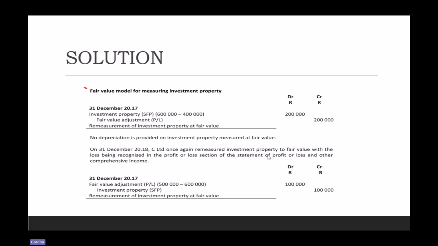So anyway, investment property, statement of financial position is 200,000. How did I get 200,000? The value was 400,000. It was revalued to 600,000. So 600 minus 400 is 200,000. Then credit what? Fair value adjustment. Where does the fair value adjustment go? To profit and loss. This is very, very important. When you have an investment property and you revalue the property, the fair value adjustment goes to other comprehensive income.